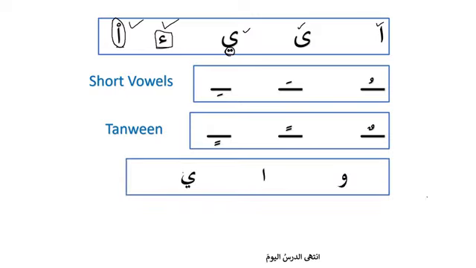What about these? Waw, alif and long ya. Long vowels, excellent, perfect. So these are long vowels, as we can see over here. And what is the difference between long vowels and short vowels? We prolong the long ones for 2 seconds, and the short vowels we prolong for 1 second. Excellent. And what about this one? Sukun or sakin. Excellent, perfect.